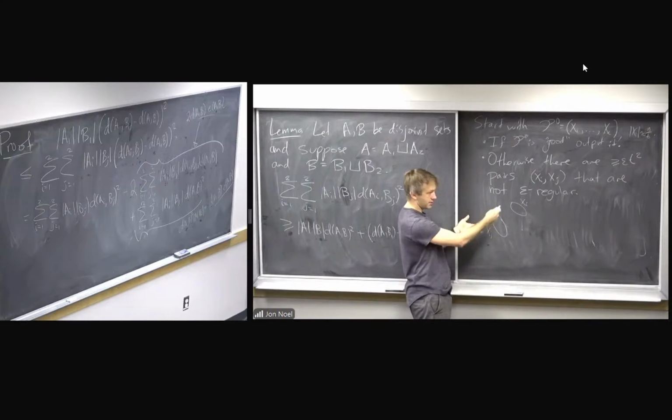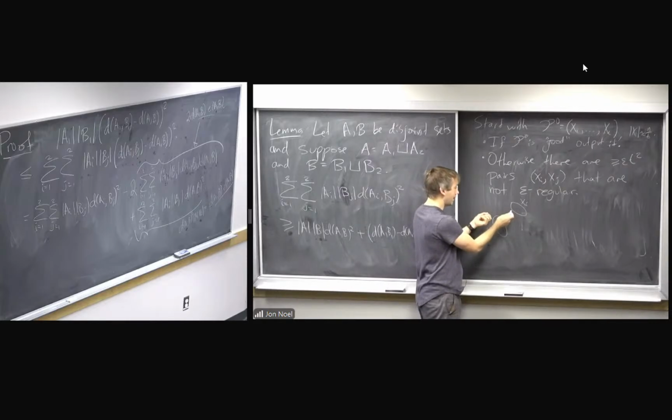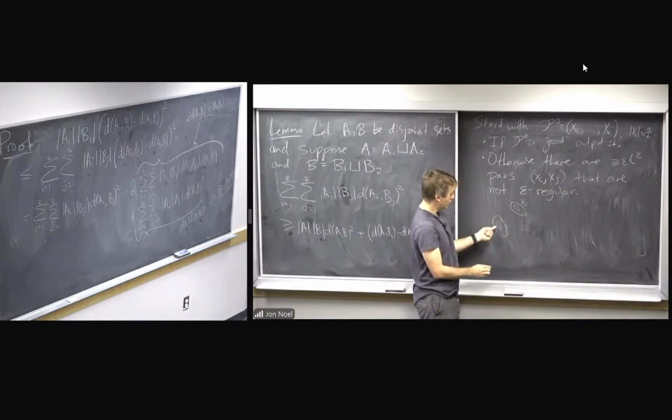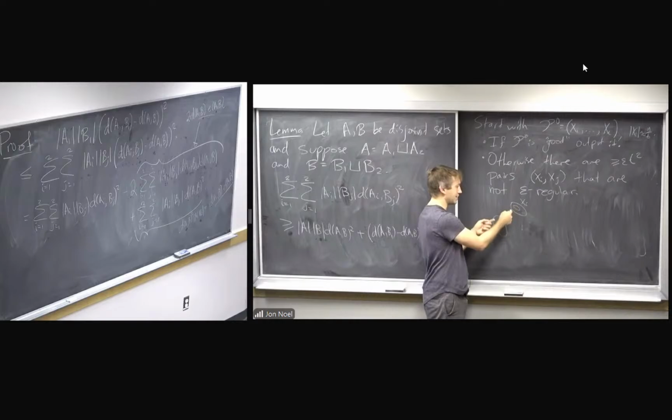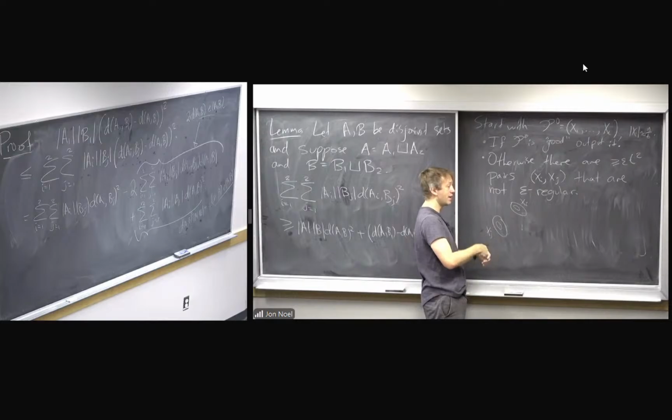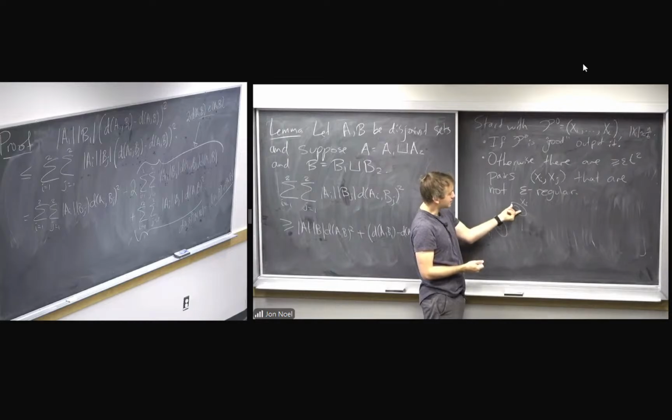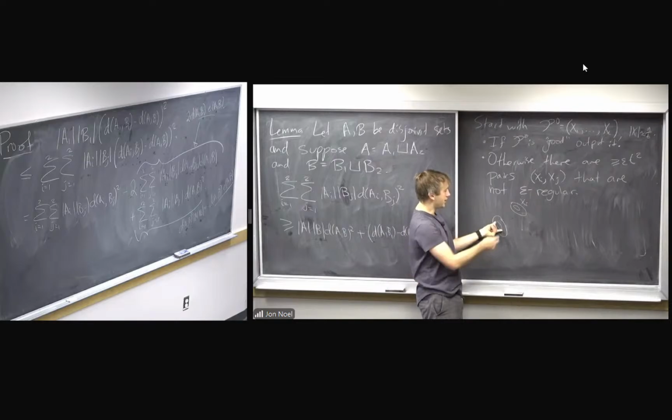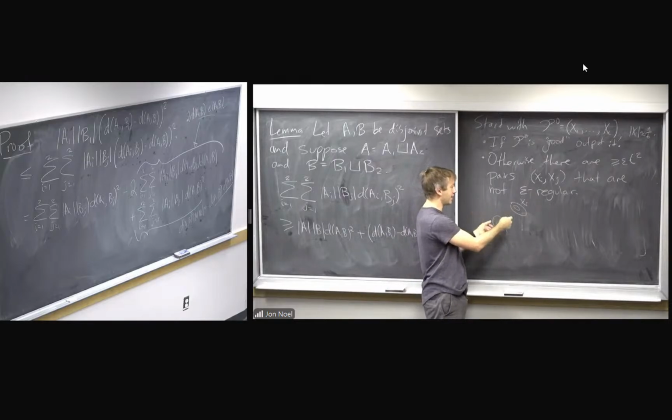So let's say this pair is not epsilon regular. There is a certificate, meaning there is a subset of Xi and a subset of Xj which certify that it's not epsilon regular. Because being epsilon regular means for all subsets of a certain size, the density between them is basically the same as the density between Xi and Xj. The negation of that is there exists a set here of size at least epsilon times the size of Xi, and a set here of size at least epsilon times the size of Xj, where the density between these sets differs substantially from the density between Xi and Xj.